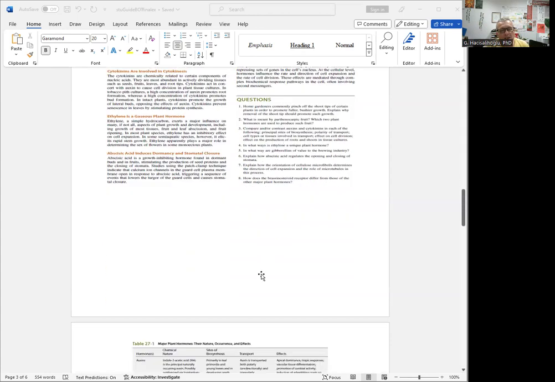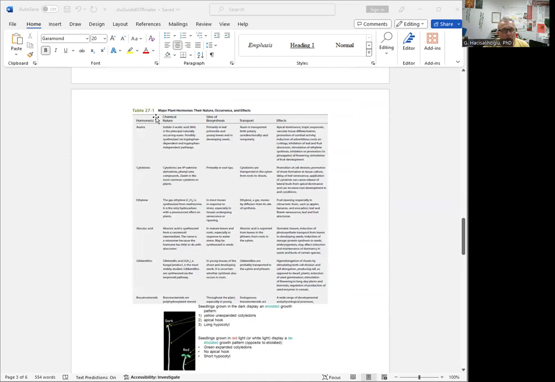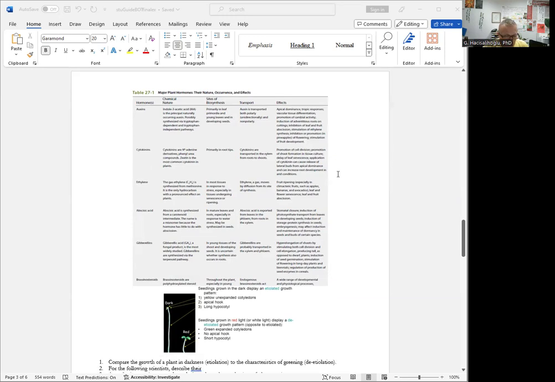So there is a nice table here, table 27-1, which lists the major plant hormones, their chemical nature, their site of biosynthesis, their transport and target cell, and then the major effect they make. Okay, so auxins are number 1 plant hormones. They were discovered first before any other ones.